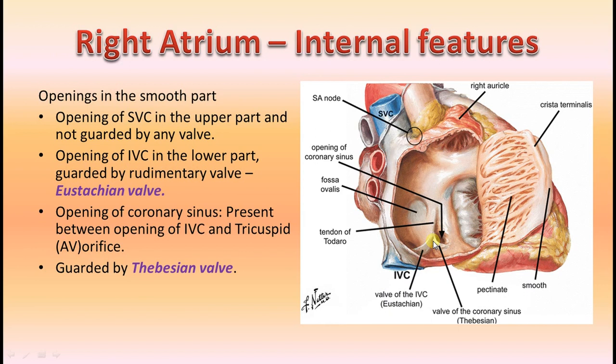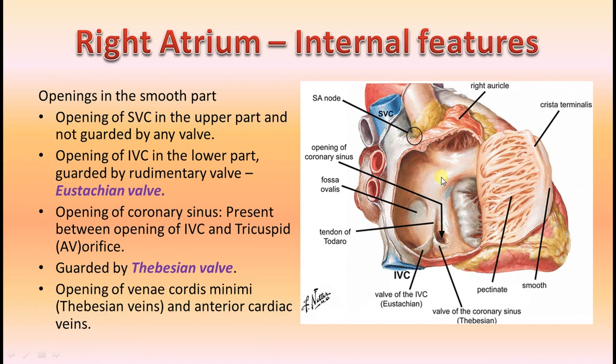So it is guarded by the Thebesian valve, that is the opening of the coronary sinus. Then apart from that, what is not shown in this picture is numerous small openings you can see all along the chamber, inside this chamber, and it will be more along the septal area. They are called venae cordis minimi or Thebesian veins. Venae cordis minimi, small innominate veins, they will open directly into the chamber.